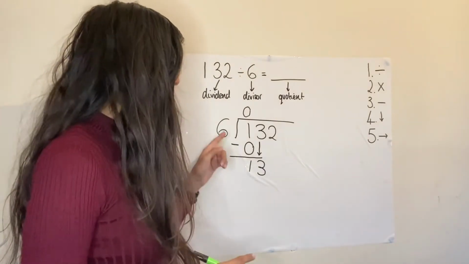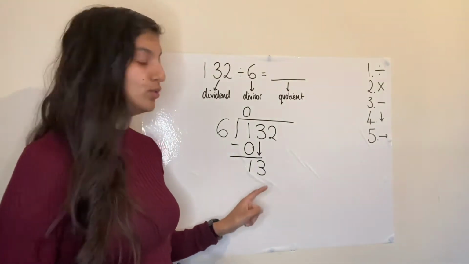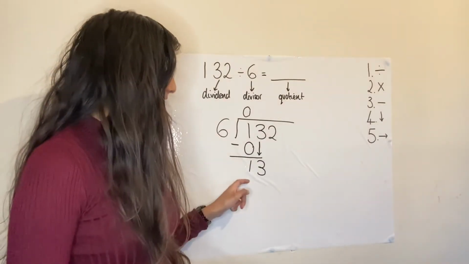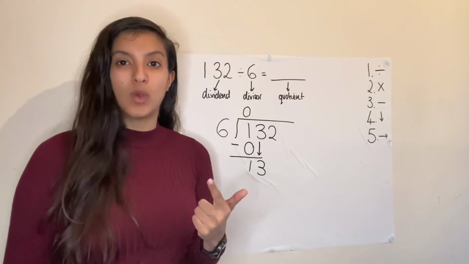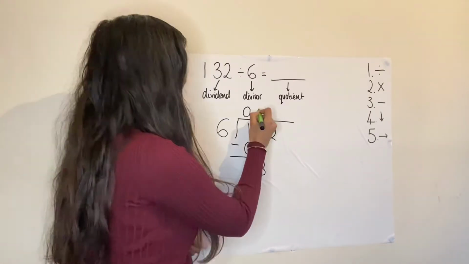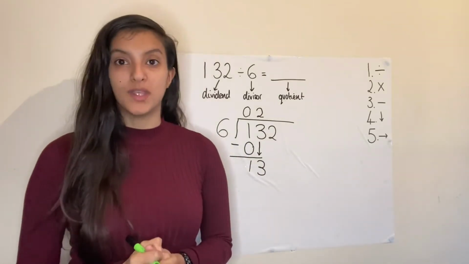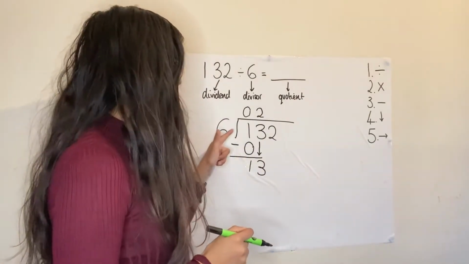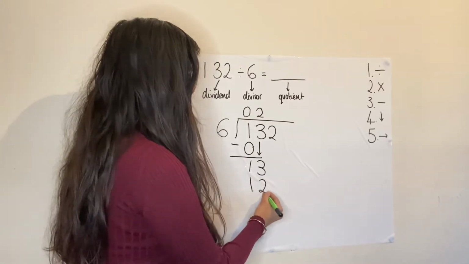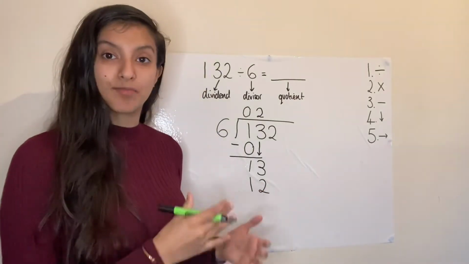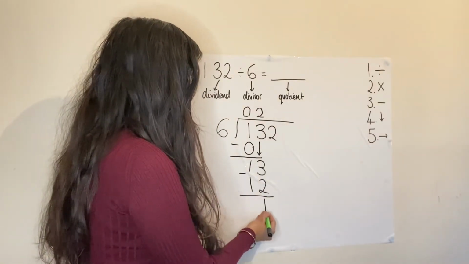So now we're going to check how many times does 6 go into the number 13, because this is our new number. Now I know if I counted my 6s, I can go 6, 12, and then I can't go any higher than that, so 2 times. My step number 2 is to multiply. So I need to do 6 times 2, which is 12. And I put my number over here. Step number 3 is to subtract these numbers together. So 13 take away 12 is 1.